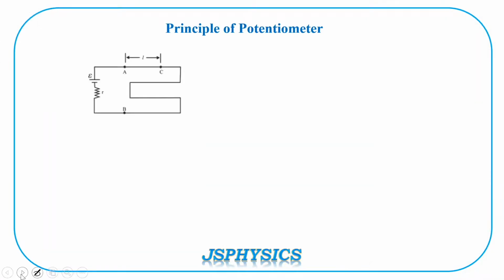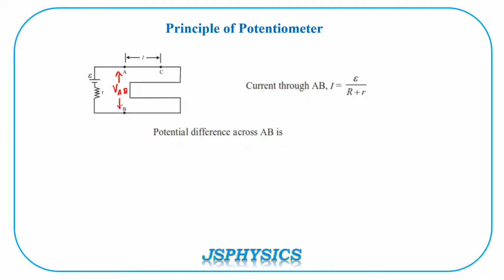Now once we know the current passing through the wire, that is E by R plus r, we can find the potential difference across AB, which we'll call VAB. The potential difference is given by VAB is equal to current into its resistance. The value of the current is already known to us, so I can substitute it in place of I, and then VAB is equal to E into R by R plus r. That is the potential difference across the potentiometer wire.